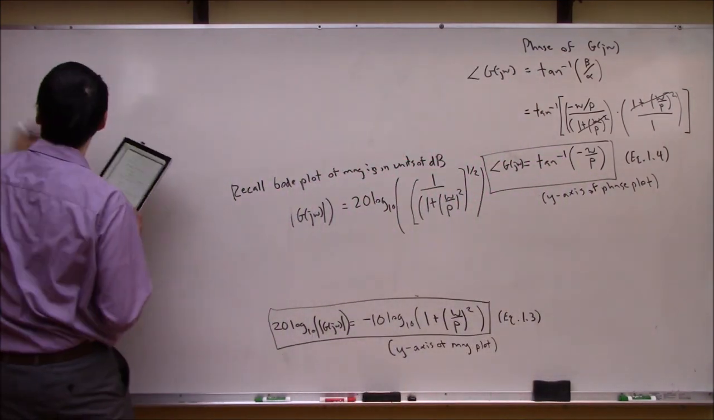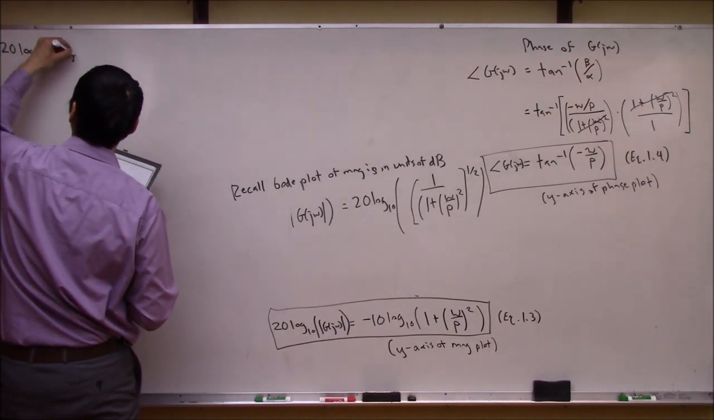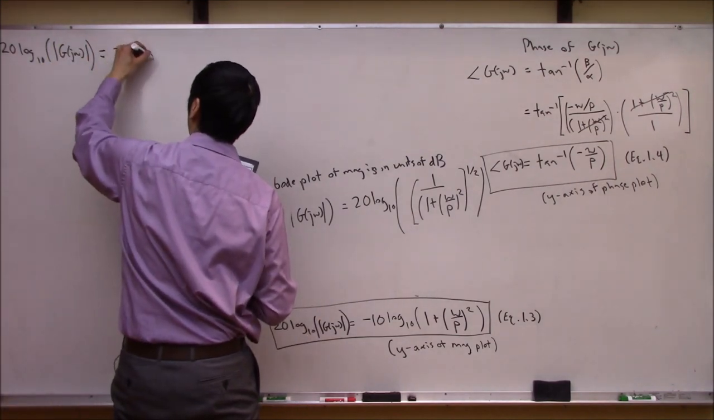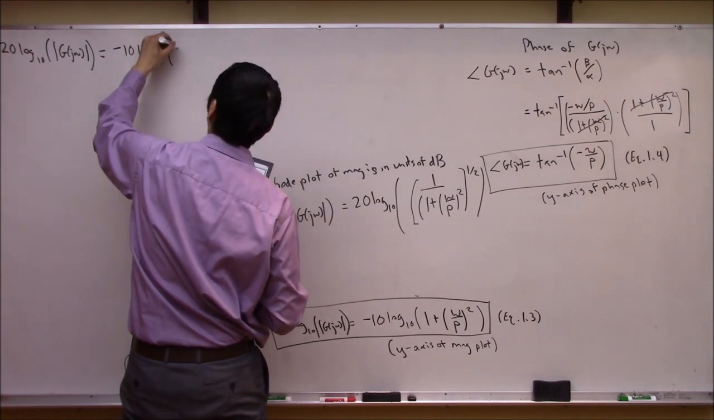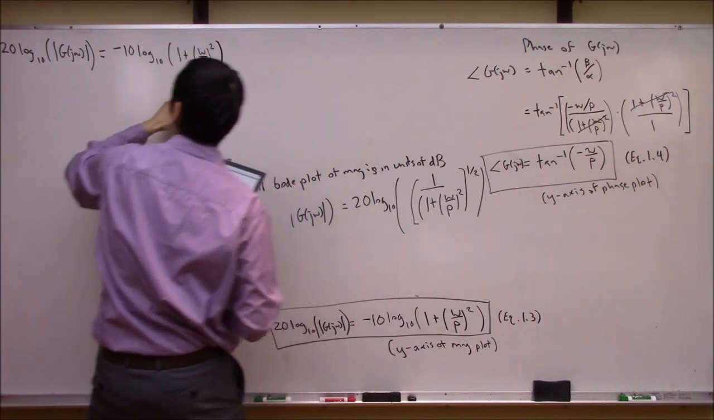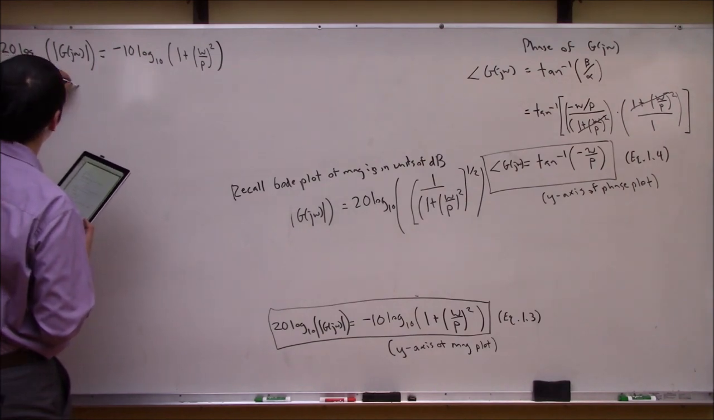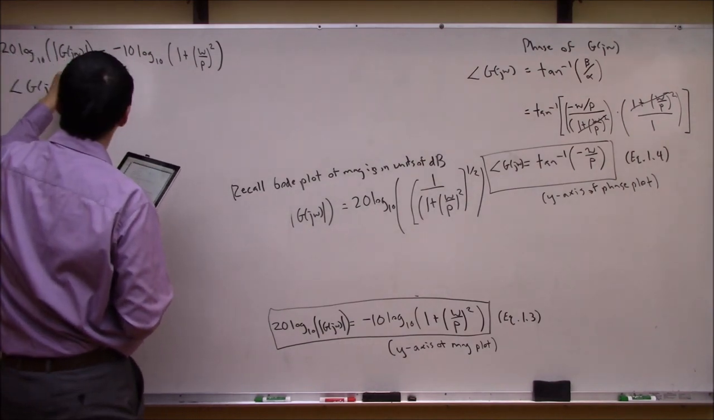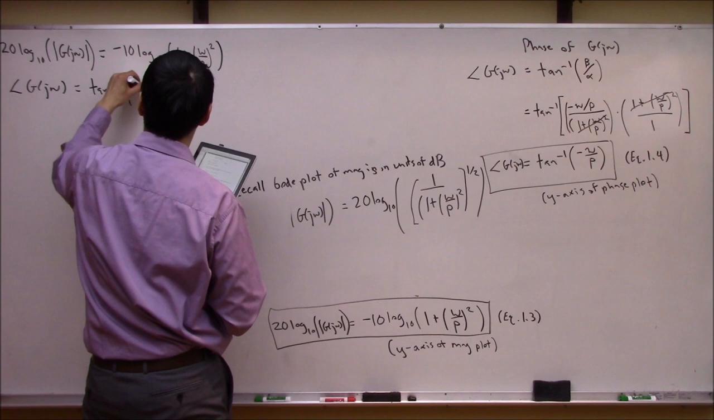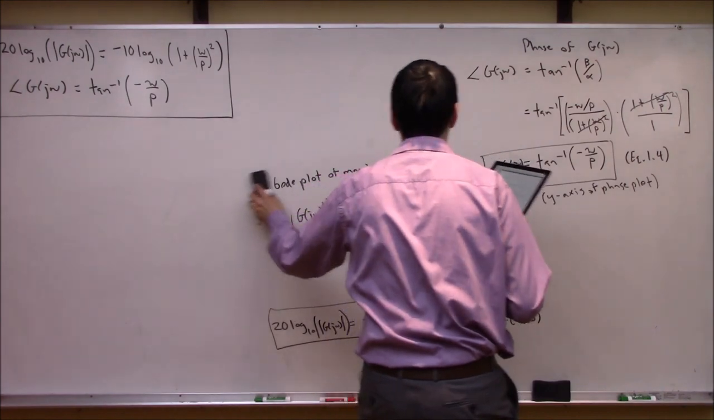So again, I want 20 times log base 10 of the magnitude of g of j omega. We said that that's this thing: minus 10 times log base 10 of 1 plus quantity omega over p, squared. That's the magnitude plot. And then the angle of g of j omega is actually pretty simple. It's the tan inverse of, what do we say? Oh, it's just minus omega over p. Great. Okay, so let's box these up, keep them up in this corner here, and get rid of everything else.